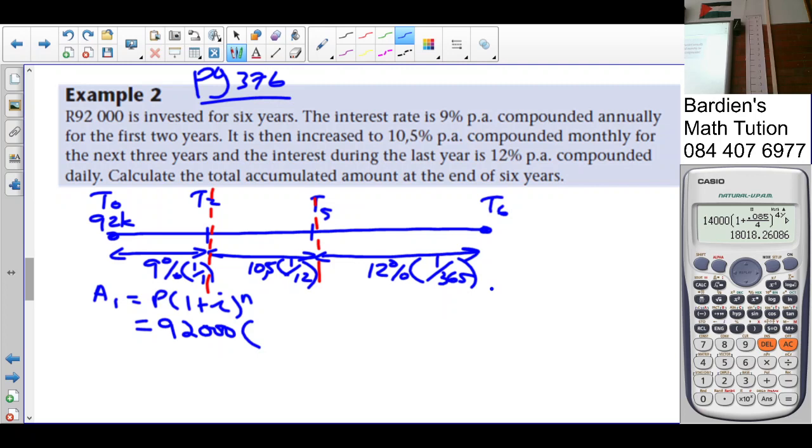Let's just wrap the sum up quickly. 92,000 into 1 plus 0.09 to the exponent 2. You all agree this is 2 years here, this is 3 years, and this is 1 year. You all agree with that, no? I'm not going to put it over anything because that's compounded annually.